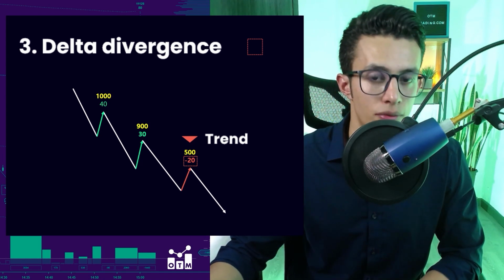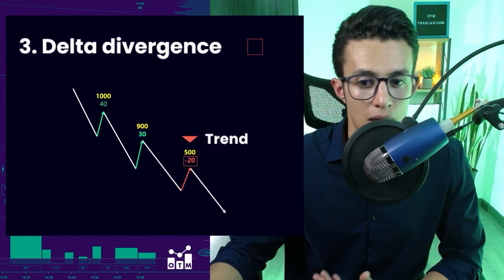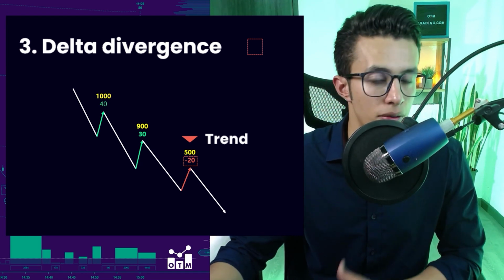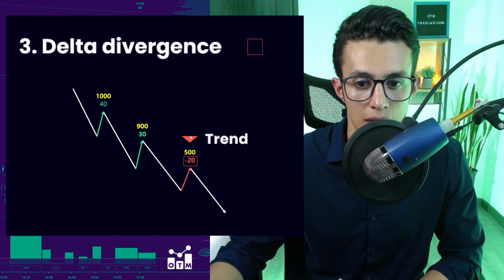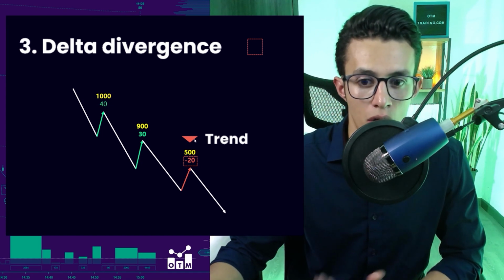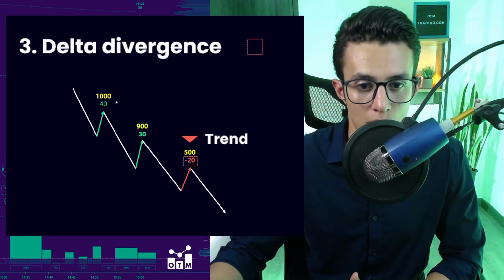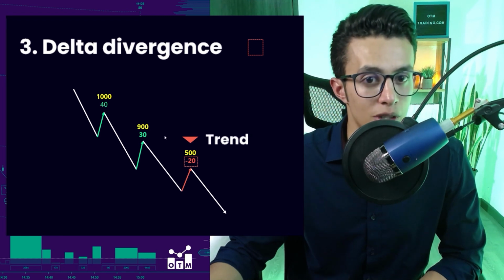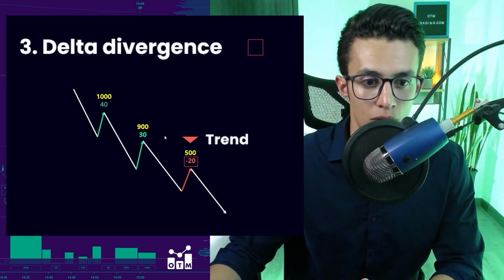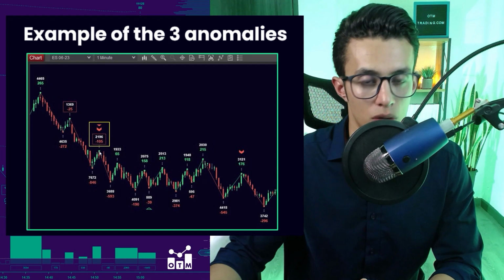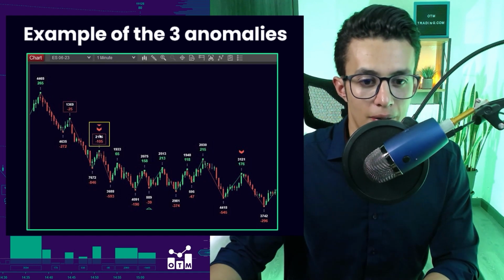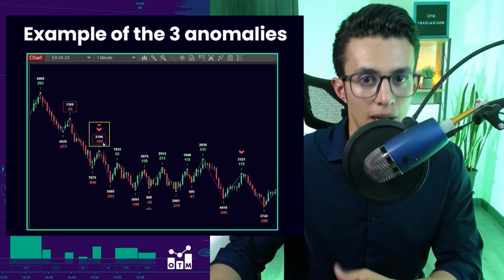Okay, delta divergence doesn't distinguish between trends or not, unlike the other two signals of weakness and effort with no result. But in this case, we see a decrease in volume, and we also see a decrease in delta, going from 40, 30, and then to negative 20. Now let's look at an example where we have all three anomalies in one move.